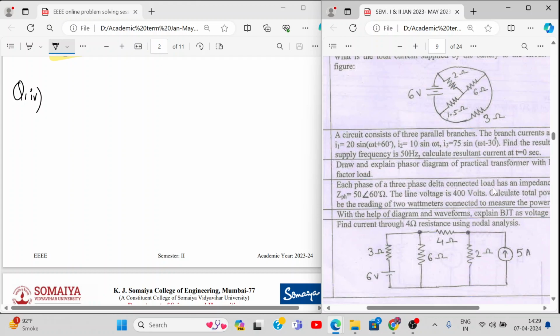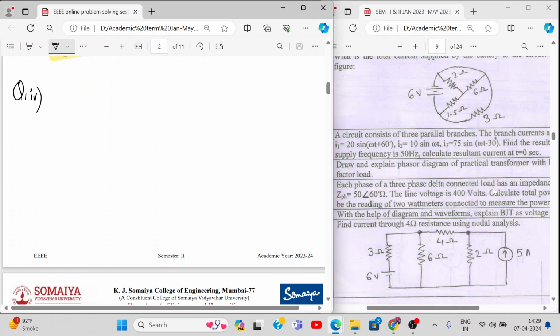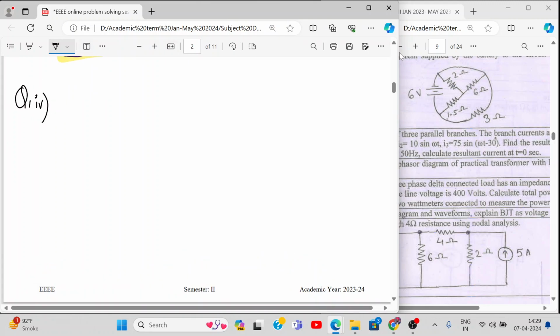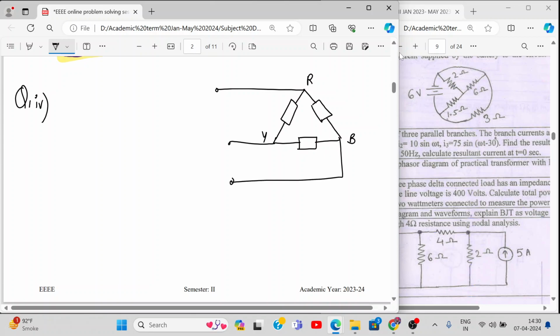3-phase delta connected load. So, do you know what a delta connected load looks like? I mean, they have not asked us to draw, I'm just asking out of curiosity. A delta connected load looks like this. Just for your information, I need not draw it. This is my delta, phase R, Y, B. These are the 3 phases, R, Y, B. And what is given to you?